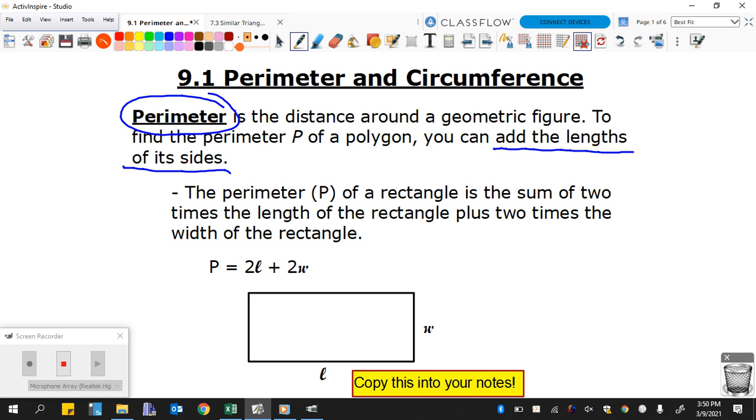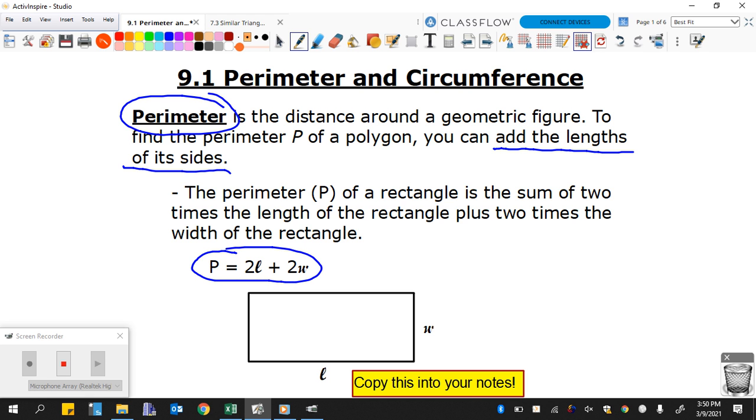And it doesn't matter what shape that geometric figure is, as long as it's a polygon, you can add the lengths of the sides. We'll talk about circles in a minute. If we're talking about a rectangle, the very basic thing is you can just add all the lengths of the sides. A rectangle, though, has a shortcut. The perimeter is 2 times the length plus 2 times the width.